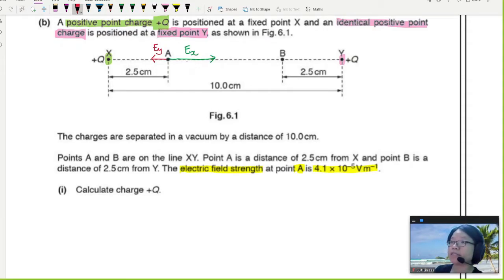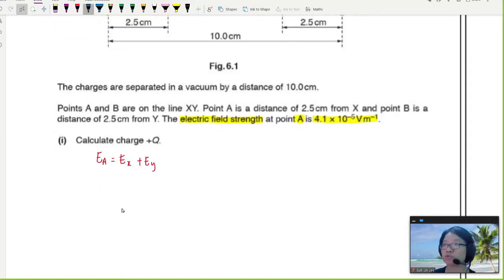So I can say that the resultant electric field strength at A, which I will call EA, is equal to the electric field strength of X plus the electric field strength of Y. This is again, I don't know how many times I've mentioned this in all the previous videos, that it is important for us to remember that your electric field strength is a vector. So when it comes to vectors, we have to consider the polarity, all right?